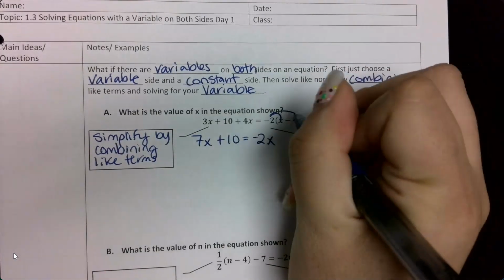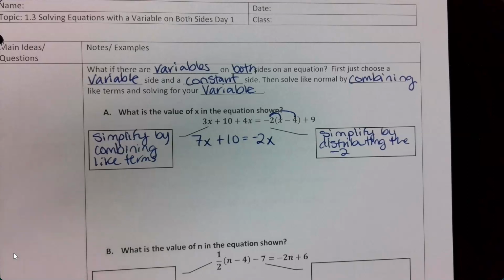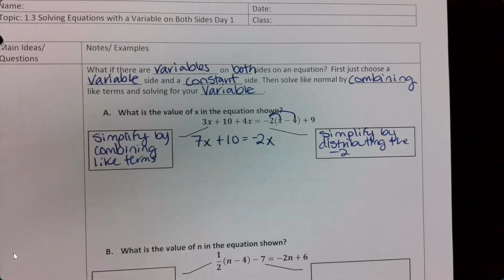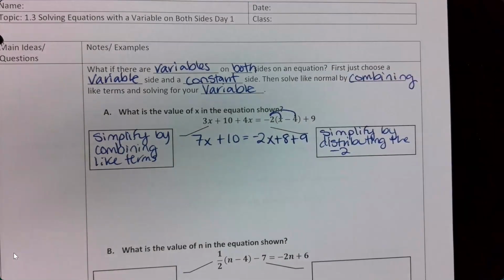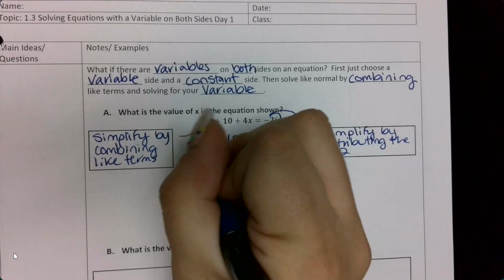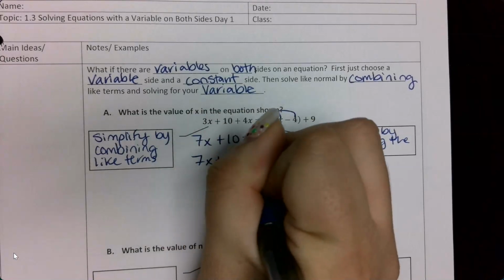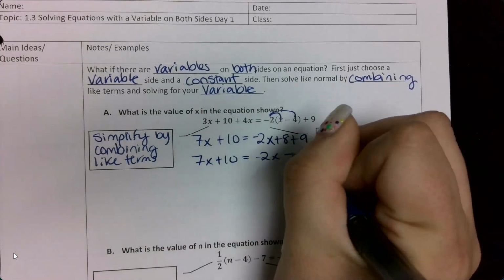Okay, -2 times -4. I always keep the sign with the number on the outside and then multiply. I'm multiplying. Positive 8. Plus 9. You can simplify to -2x plus 17. Okay, exactly. So I can combine like terms again.